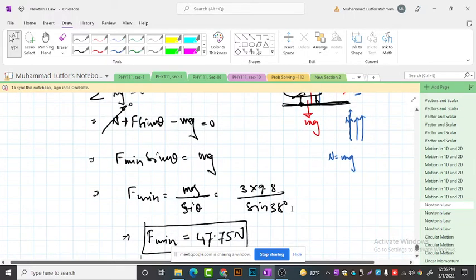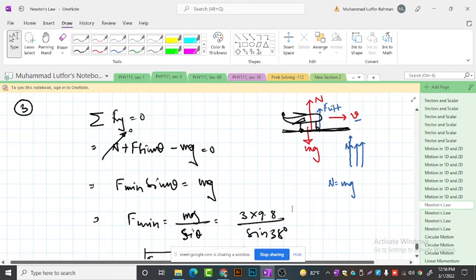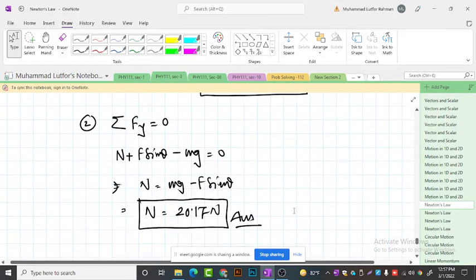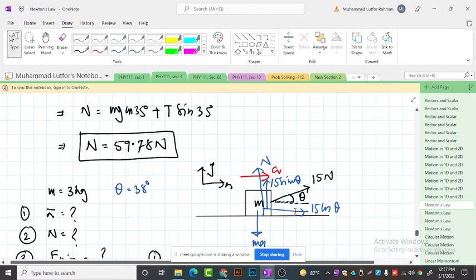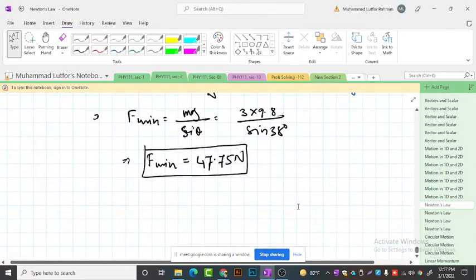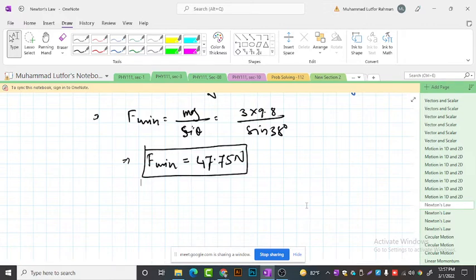Yes, sir. That's the case, actually. That would be the minimum force. For the minimum force, the normal force on that object is going to be 0. When the normal force is 0, that is the minimum condition, the minimum force you have to apply to lift the block off the surface. For this 3 kg block at an angle of 38 degrees, you have to apply 47.75 Newton to lift it off the surface. If this angle is different, then you can find out what it would be. That's how we can find the lift-off force for this case.